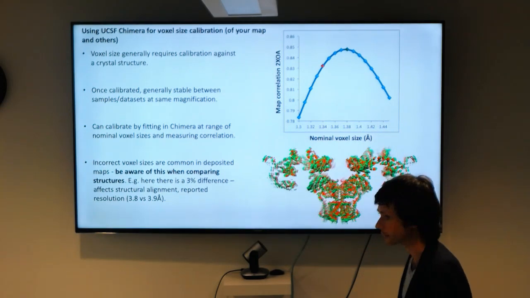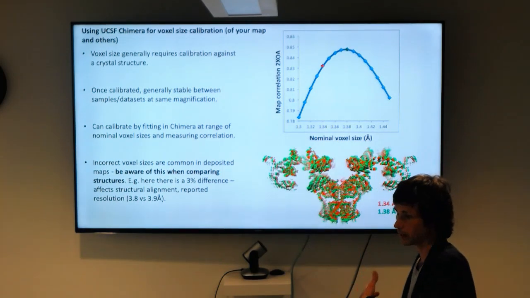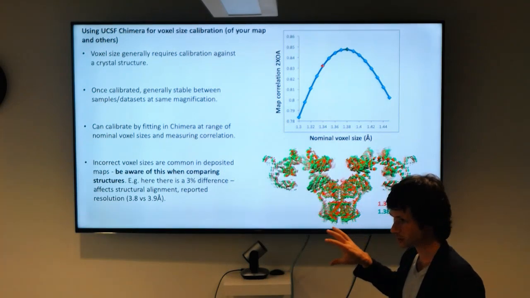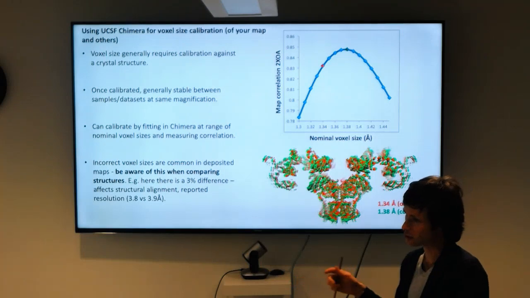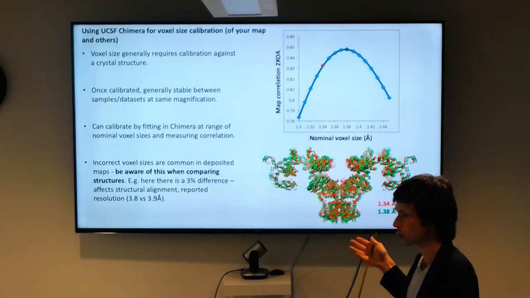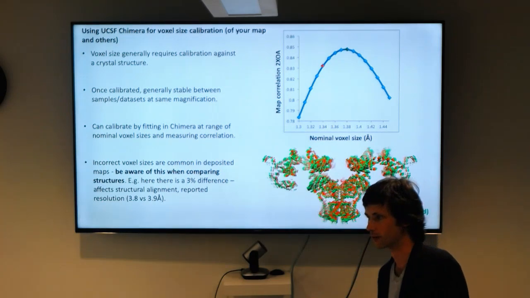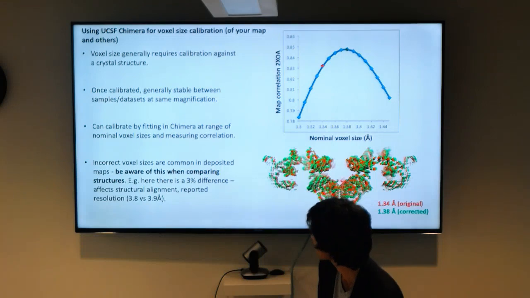Like 0.04 angstroms is enough of a difference that, if you're comparing, it's fine on an individual level, but it causes problems if you're trying to compare structures from different labs. Because if they're 2% off, on a 400 angstrom wide structure, that's more than you will see between many conformations of a protein. So it's something to pay really close attention to.